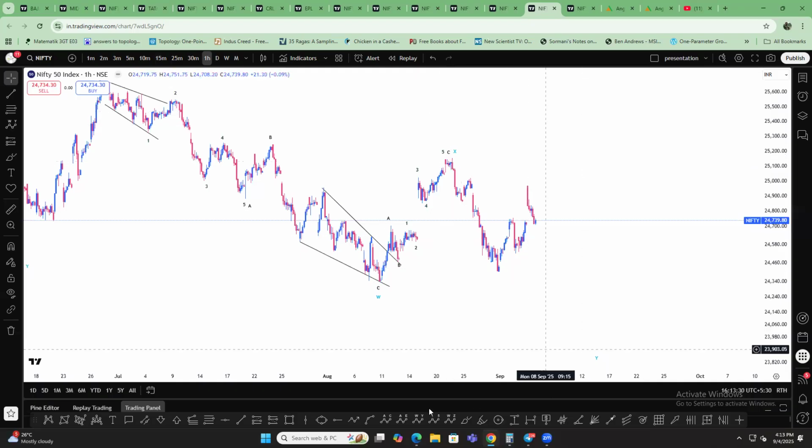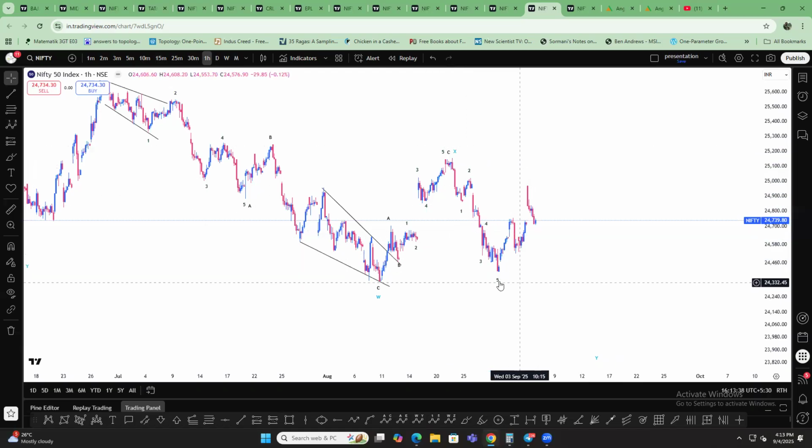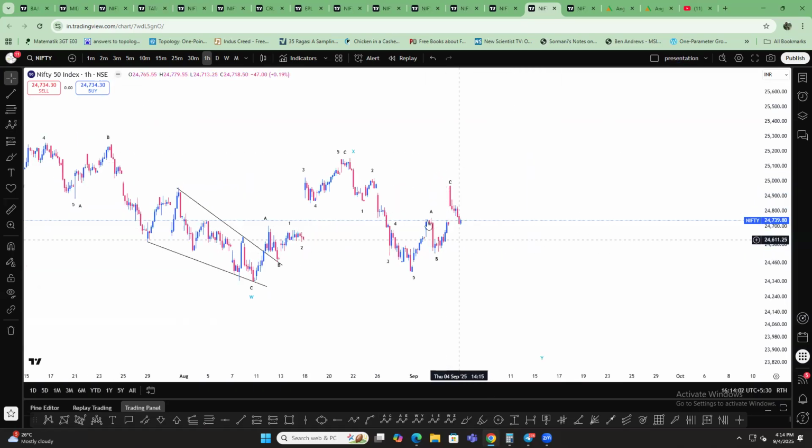Now from here, you can see this is 1, 2, 3, 4, 5, completing wave A or 1. So this is wave A or 1, and this is A, B, C, and the market is going down. See, it failed to sustain, right? After a mighty gap up today, it has failed to sustain. This is the character of weakness in the price.